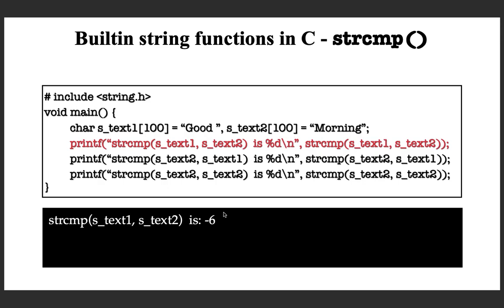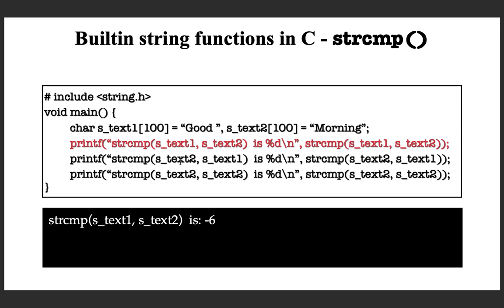You can see that it is given as -6. You can consider this as the relative order. Maybe if you sort the list, how far the second string is away from the first string, like that. But the actual value, the 6, is not very important. Minus means the result is minus, that means the first string should come before the second string if you want to sort them in alphabetic order.